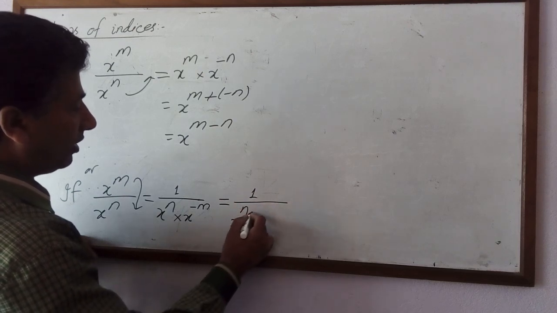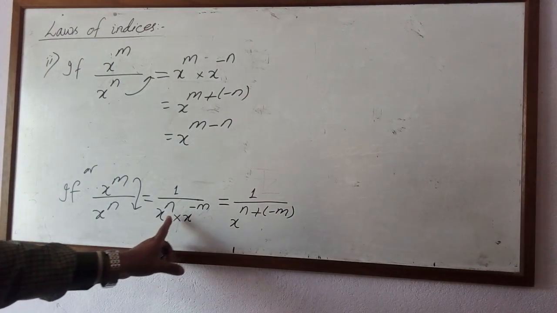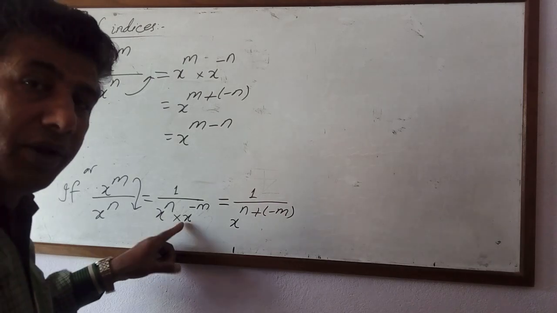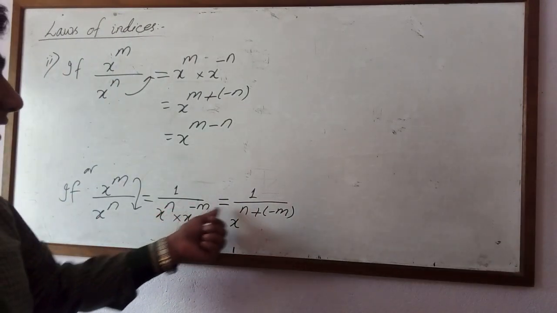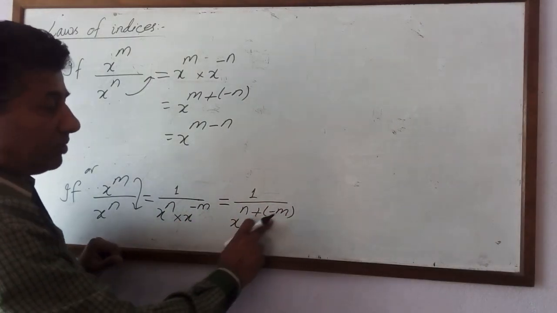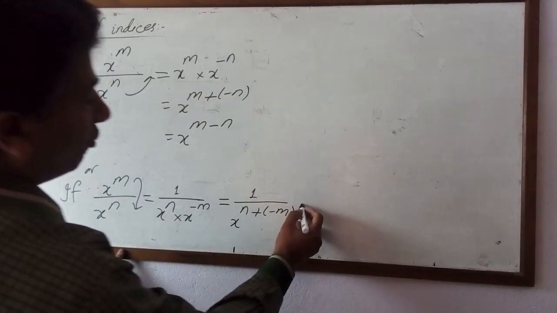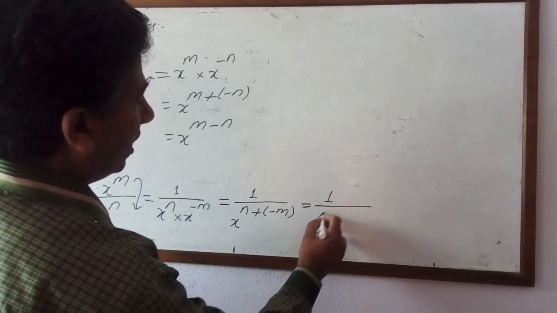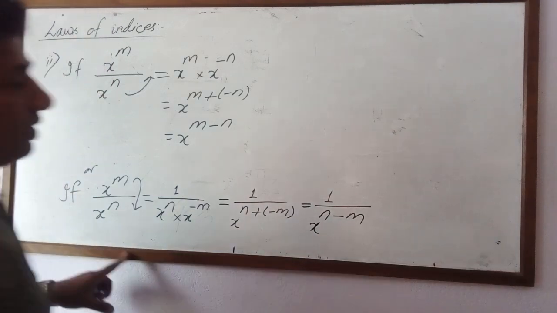X power n plus minus m. Now again, same. The bases are same. First rule: their bases are same. When bases are same, we have to add their powers. It has power n, it has power minus n. Now, bracket means multiplication. To remove this, here is a plus sign. Multiply this sign by this plus. Then it will be x power n plus minus m. Now it will be this one.